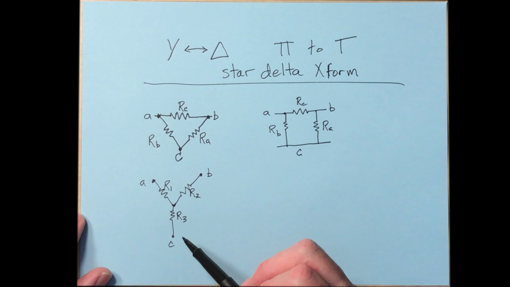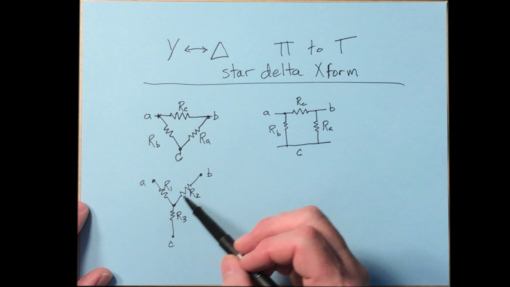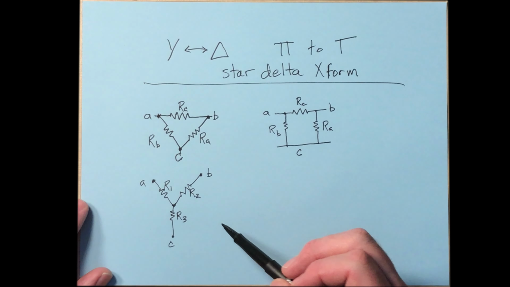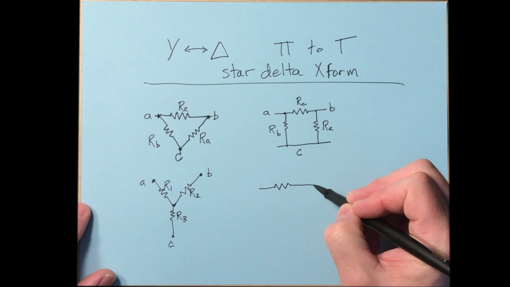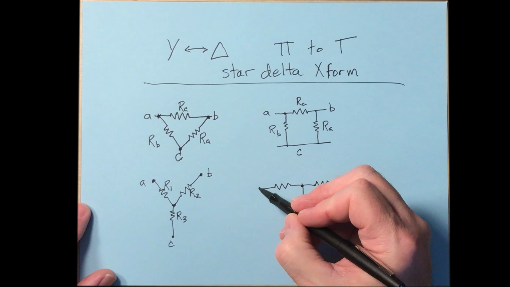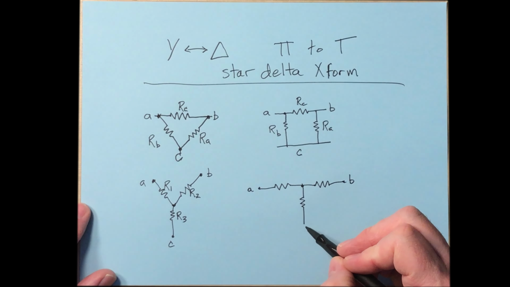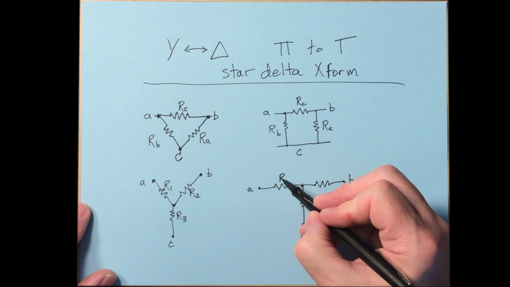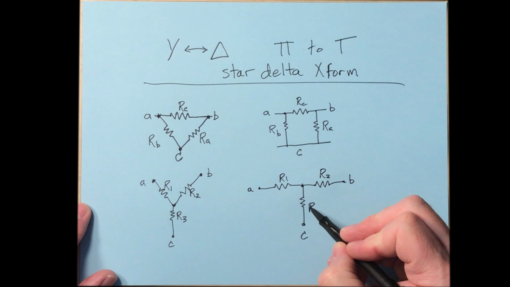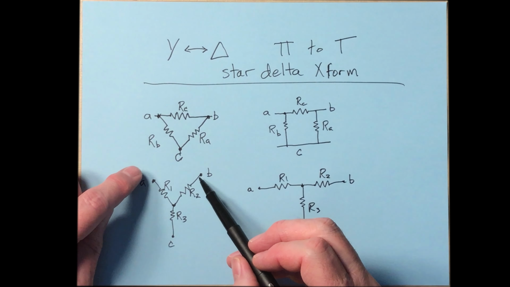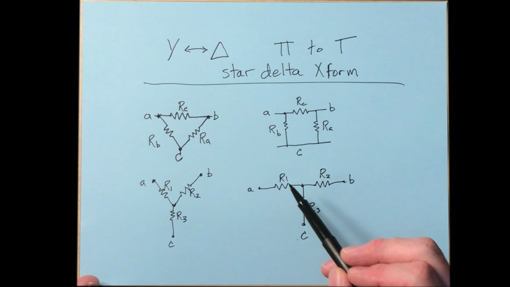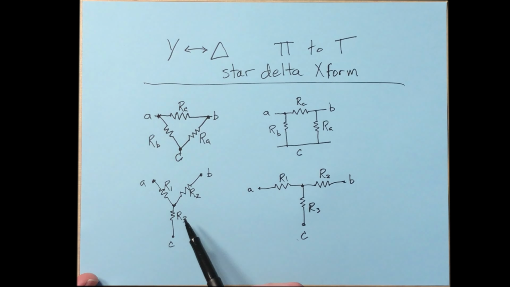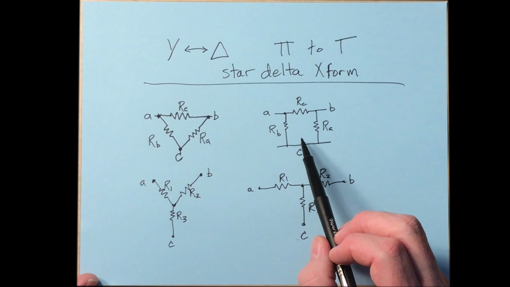Now that's a Y, and obviously that's a Y. Some people think of that as a star as well, I guess, so that could be considered that. Also, if you rearrange the resistors, you can redraw it this way, where now this is terminal A, terminal B, terminal C, R1, R2, R3, like that. So you can see all I've done is take the upper portion of the Y and spread it out so that it looks like this. And that's a T now. So you can see that a Y and a T are really the same thing, and a delta and a pi are really the same thing.